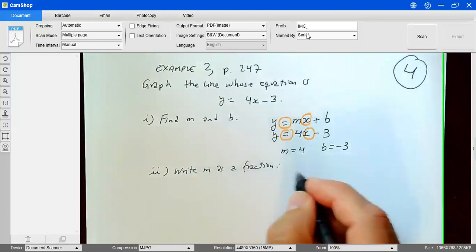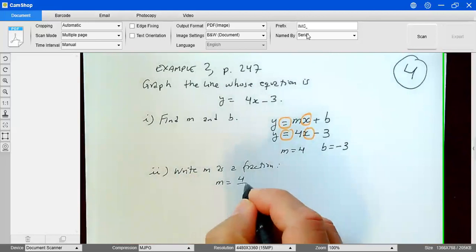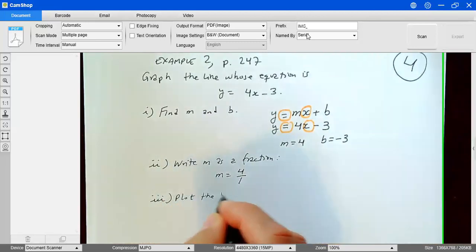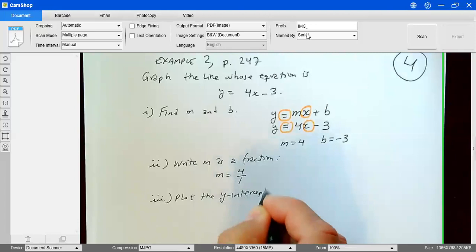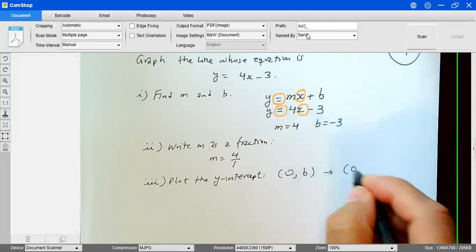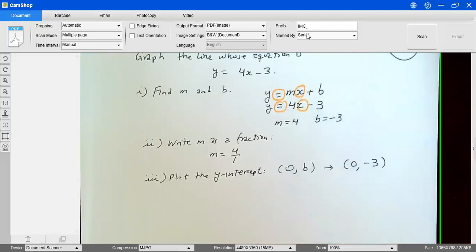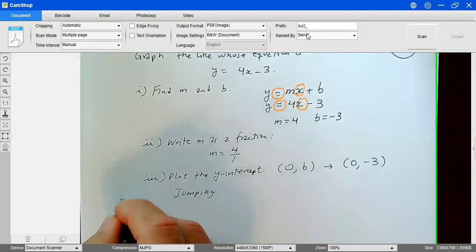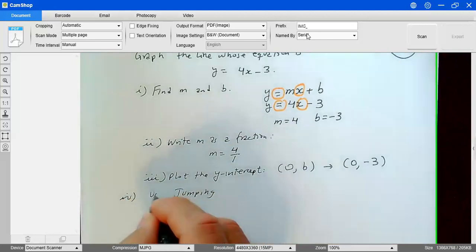So the next step, we're gonna write m as a fraction. So m is gonna be just 4/1. Then our next step is gonna start, we're gonna plot the y-intercept, which is just 0, b. So in this case, it's going to be 0, -3. And that is going to be my starting point. Then my jumping recipe. We're going to use the jumping recipe.